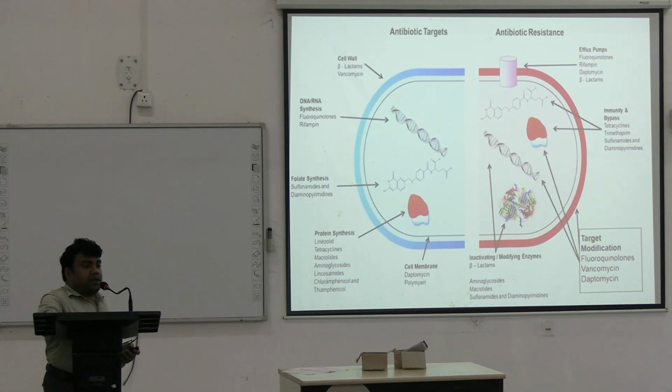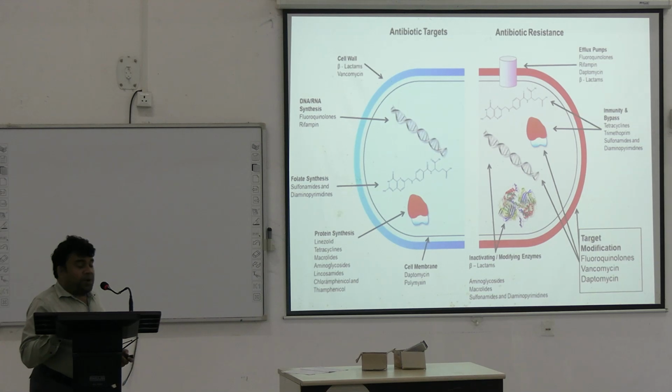Many bacteria circumvent the antibacterial action by modification of the target molecule. For example, vancomycin attaches to the cell wall. It has a target molecule. The organisms which become resistant to vancomycin alter this molecule on the cell wall, thereby rendering the antibiotic ineffective.